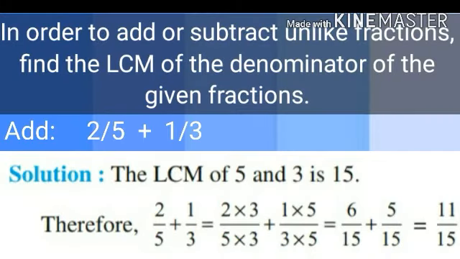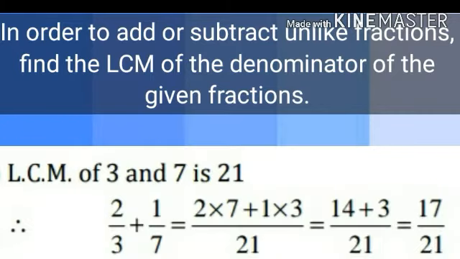Okay. In order to add or subtract unlike fractions, first we have to find the LCM of the denominators of the given fractions. Suppose we have to add 2 upon 5 and 1 upon 3. So we have to take the LCM of 3 and 5. The LCM of 3 and 5 is 15. And we have to convert it into equivalent fractions with the denominator 15. So 6 upon 15 plus 5 upon 15 is equal to 11 upon 15.